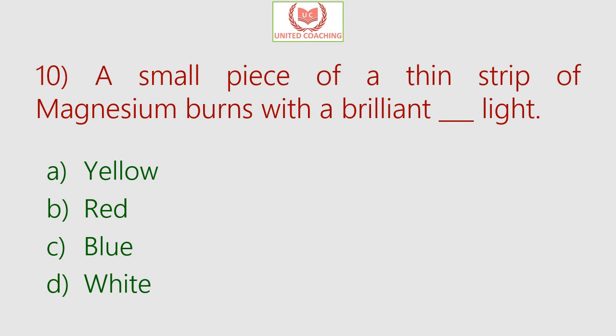Our next question is, a small piece of thin strip of magnesium burns with the bright what kind of light? Is it a yellow light or red light or blue light or white light? So the answer is white light. A small piece of thin strip of magnesium burns with a flash of white light, and when it is completely burnt, it leaves behind a powdery ash.